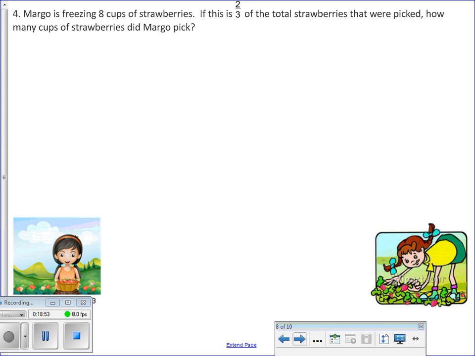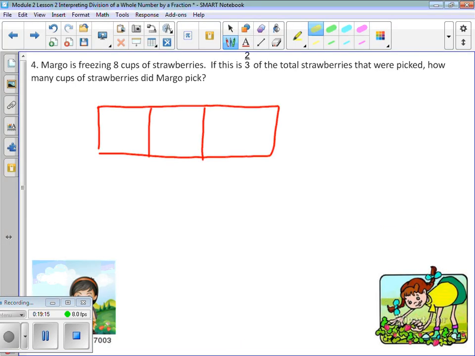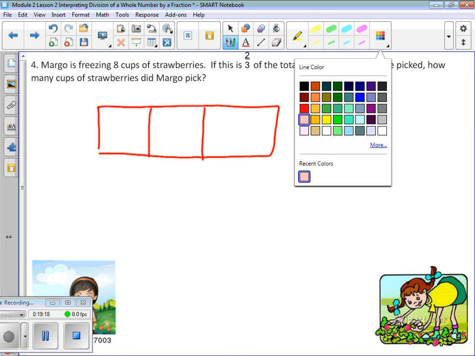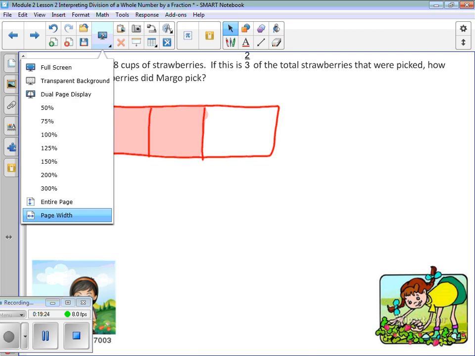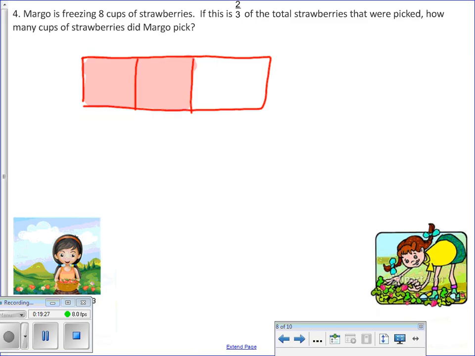She froze 8 cups. The 8 cups that she froze is equal to 2/3. So this one is back to our original. She froze 2/3 of the strawberries. So she froze 2/3 of her strawberries. The 2/3 that she froze equals 8. What is the total?